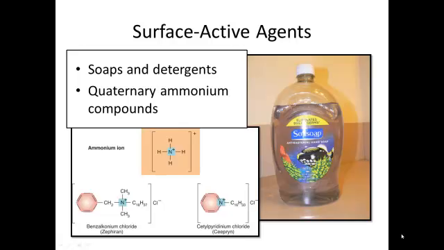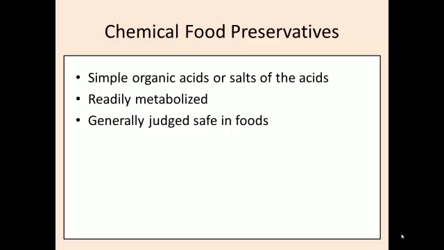Now the quaternary ammonium chloride that I want you to remember is Coverage Plus that we've been using in the lab. That is a quat. It's a lovely quat. Now on to chemical food preservatives. Generally speaking, they are a simple organic acid or a salt of an acid.